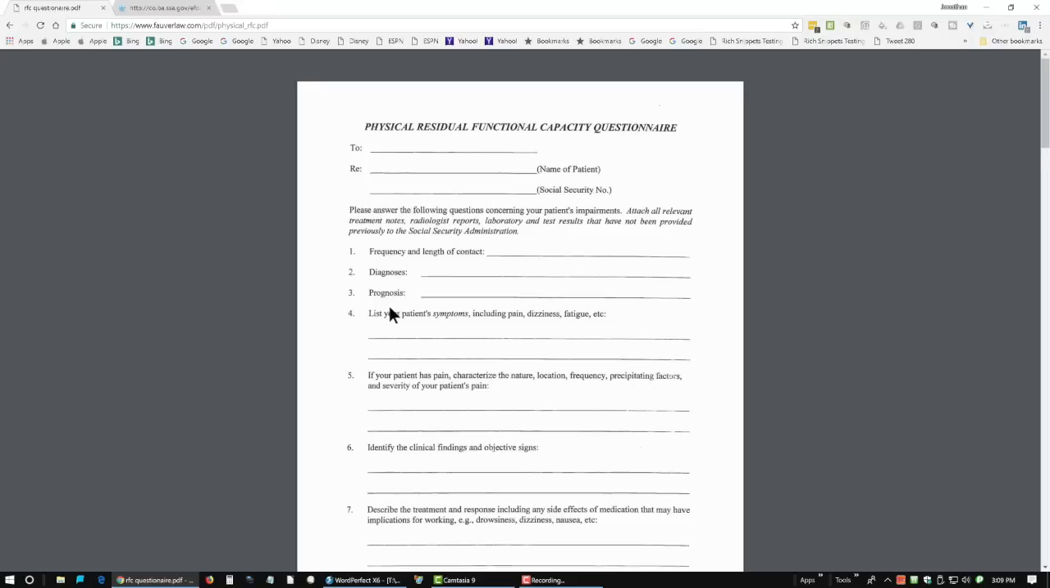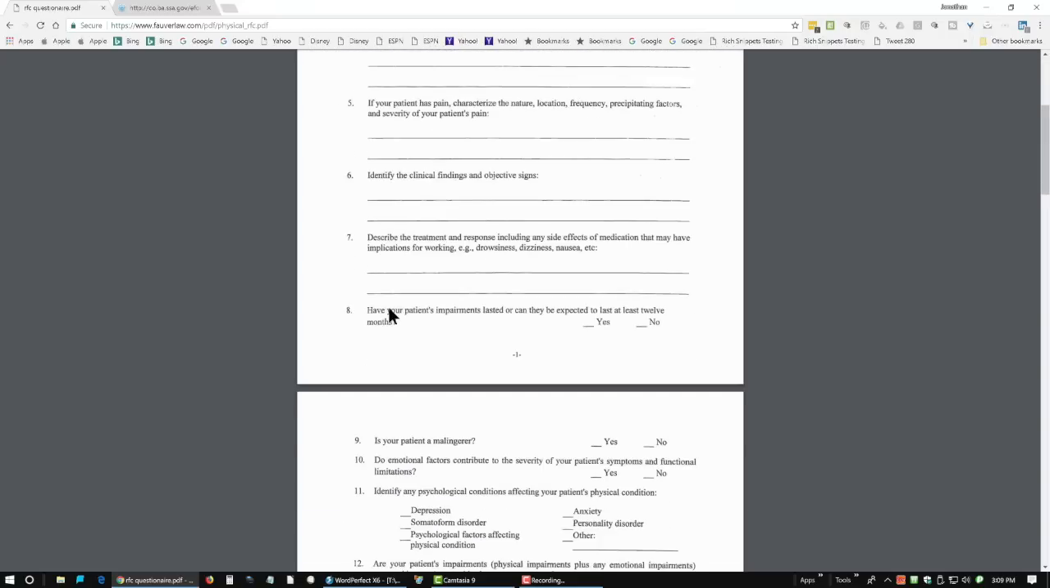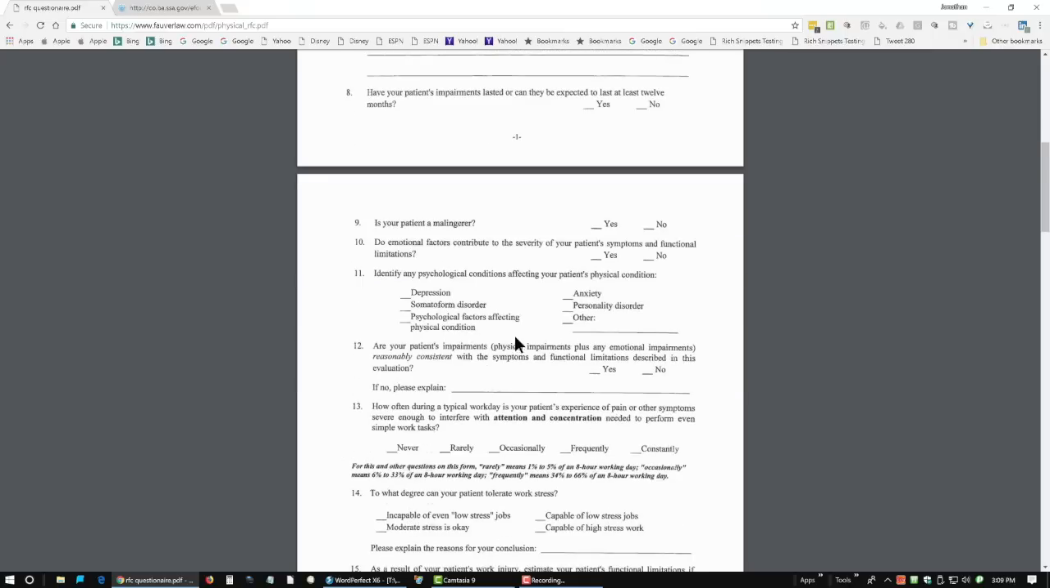But even this form is actually kind of helpful because it talks about things that are necessary for Social Security to make his decision. Like question 8 here is, has your patient's impairments lasted or expected to last 12 months? Well, that's one of the issues in the definition. Do you have a condition that has lasted or is expected to last 12 consecutive months or result in death? Is your patient a malingerer? Well, this is helpful because if you're malingering, that means you're faking it, and to take that out of the equation is useful. Here this talks about depression, psychological conditions.